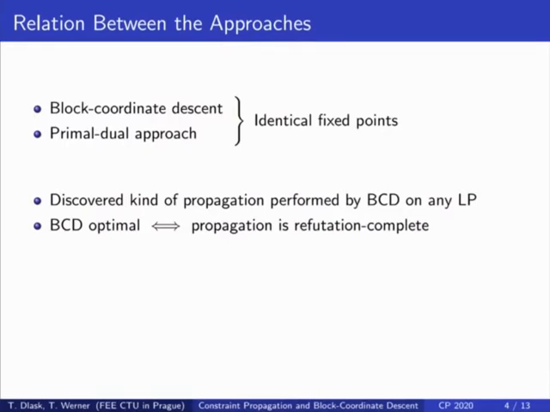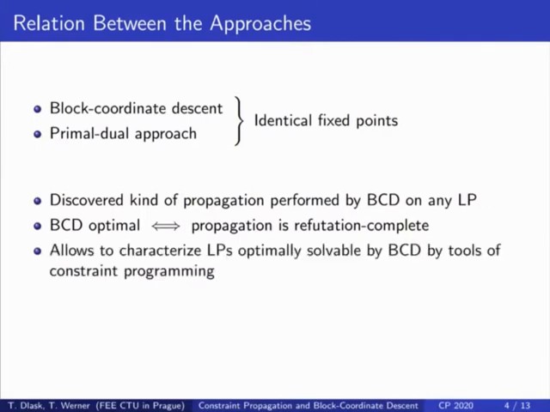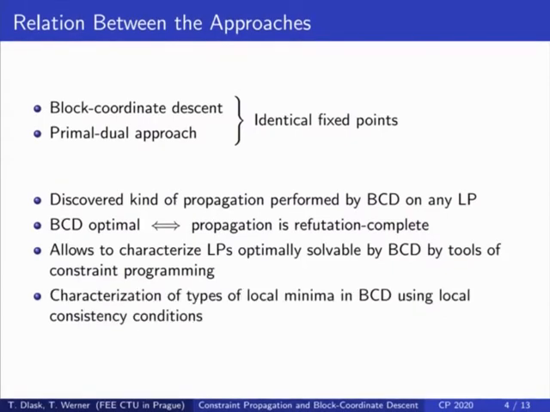Using these results, the question if a given linear program is exactly solvable by BCD can be translated into the question if feasibility of a certain system of linear inequalities is decidable by a precisely defined propagation rule. Thus, the results characterize the classes of LPs optimally solvable by BCD by tools of constraint programming and also characterize the types of local minima in BCD by local consistency conditions.